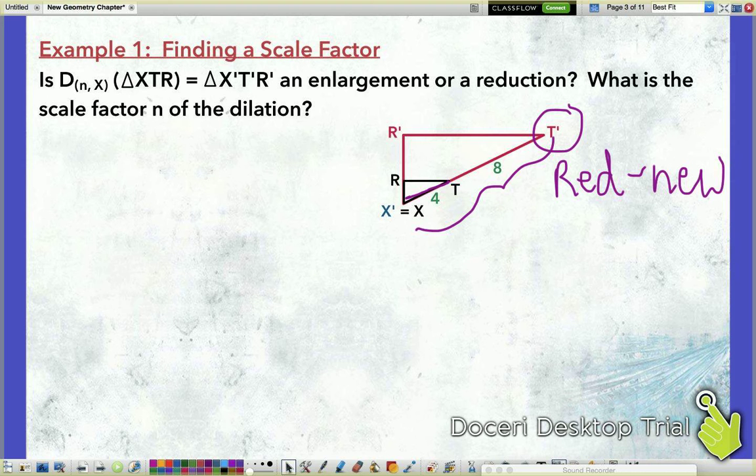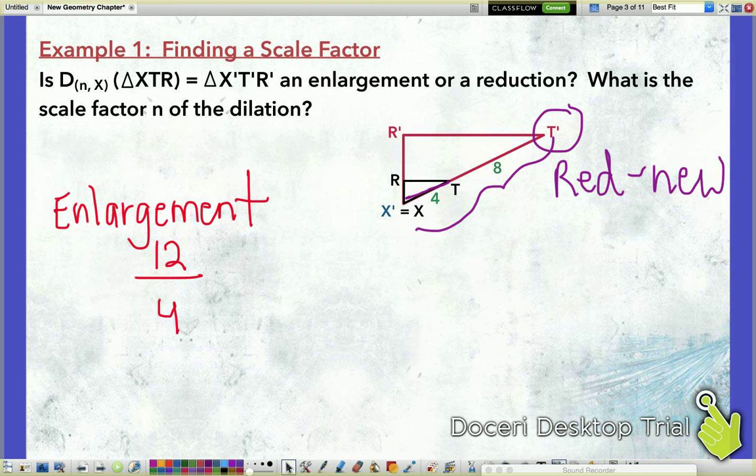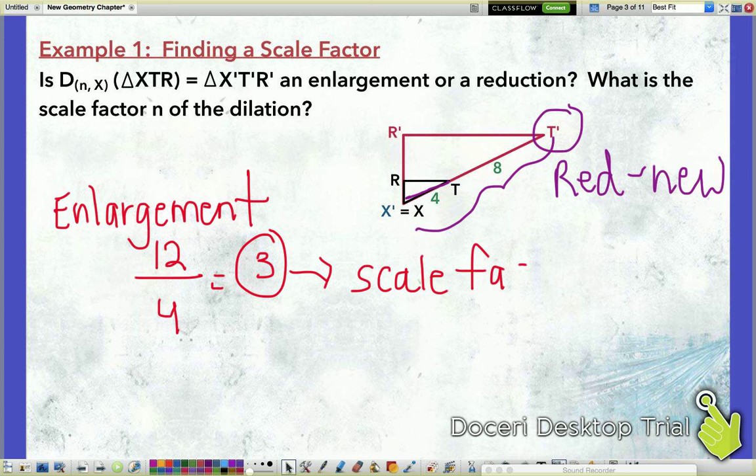Yes, it's an enlargement because it's bigger than the original. By what scale factor? Well, this whole length would be 12. And then the other side, so that'd be an enlargement 3 times the size. So that's my scale factor.